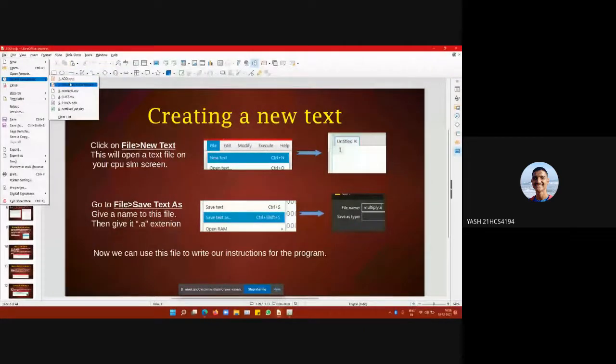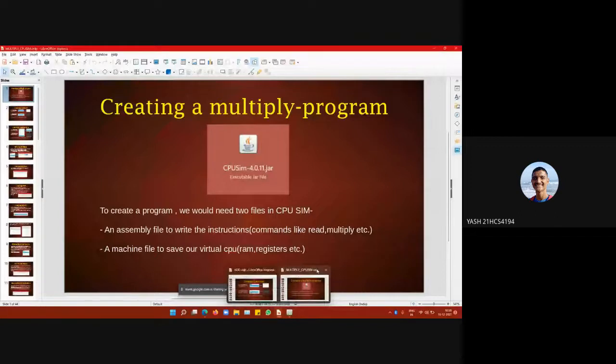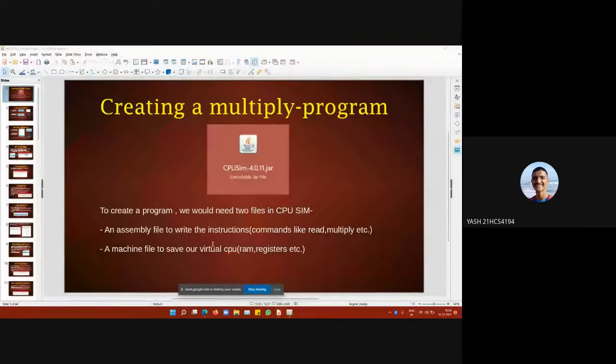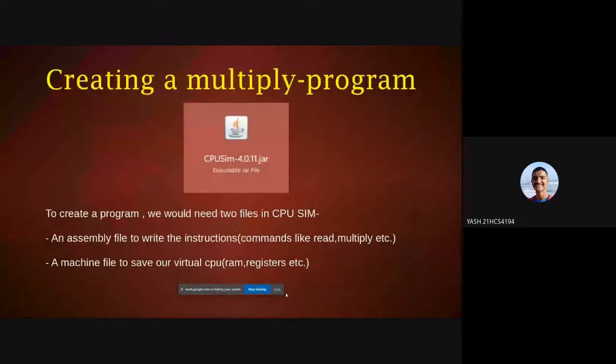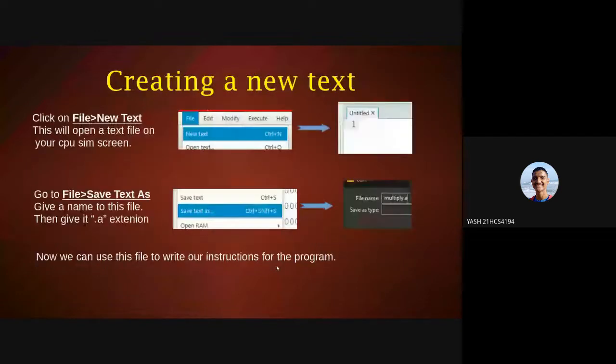So this one is the multiply program. First of all, for the CPU simulator, we need 2 files. The first one would be the instruction file and the second one would be the machine file. So we begin with creating both the files. Now from File we add a new text and this window will appear. From there we can write our instructions and we have to save this text in .a format, which signifies that it is an assembly language file. Now this is the machine file .cu and it will contain our RAM and other memory instructions.